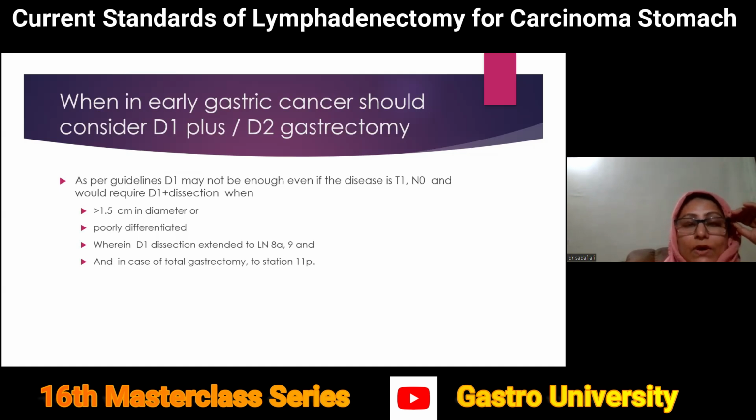T2. But you have to do a D1 plus when the tumor is more than 1.5 centimeter, or the tumor is poorly differentiated. You have to extend it to inclusion of station 8A and 9. And in cases of total gastrectomy demanded in the smaller lesion, you have to include the 11P. So it becomes a more extensive procedure.